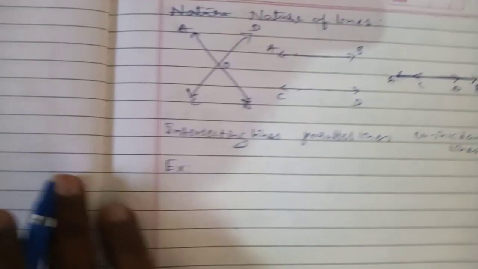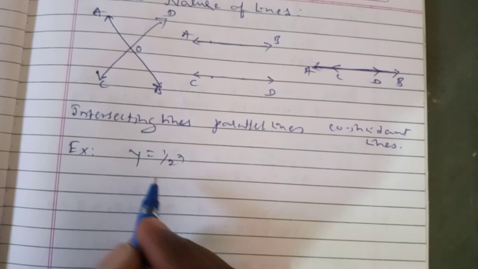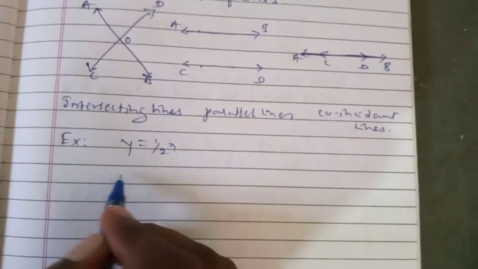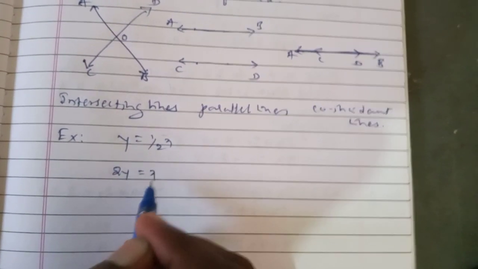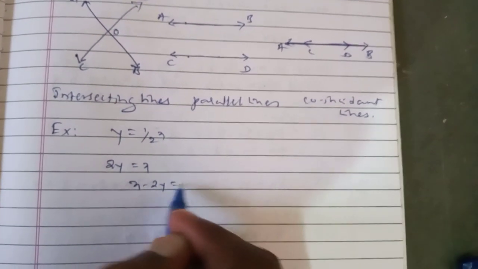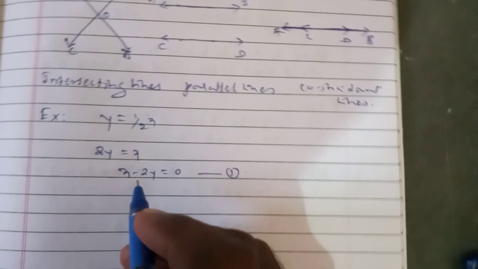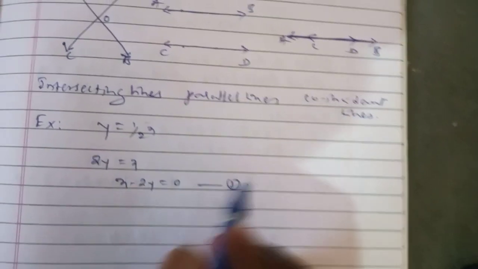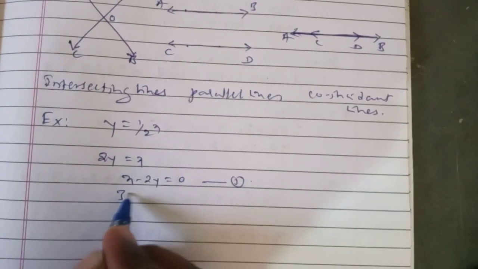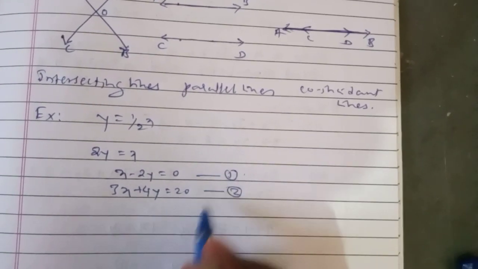You have to refer to that introductory part. y equals 1 upon 2 x. You take this 2 to this side, it becomes 2y equals x. You take this 2y to this side, it becomes x minus 2y equals 0. Call it equation number 1. And the second one is 3x plus 4y equals 20. Call it equation number 2.